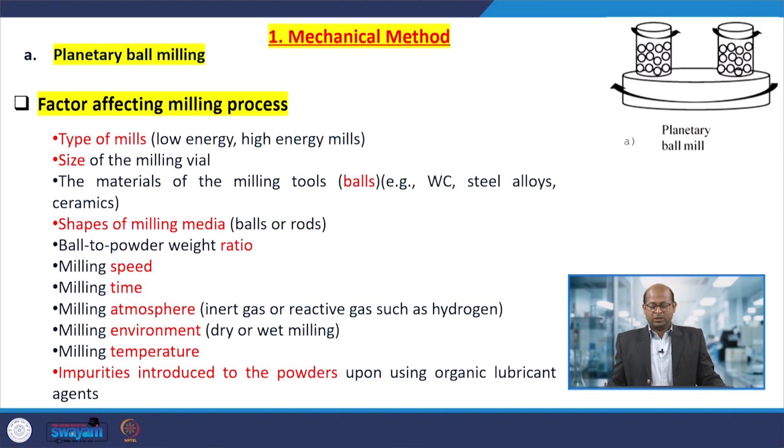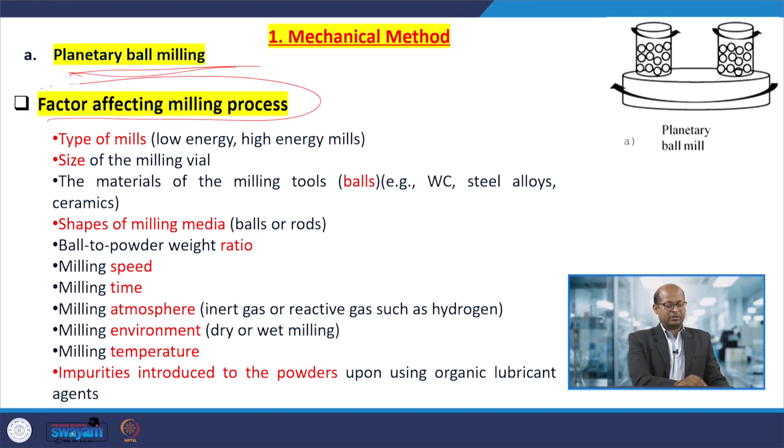Okay. So here I have discussed four different types of milling process. In case of the planetary ball mill, it is mostly used for lab scale material preparation. And for the planetary ball mill, there are many factors that affect the milling process, as I said.